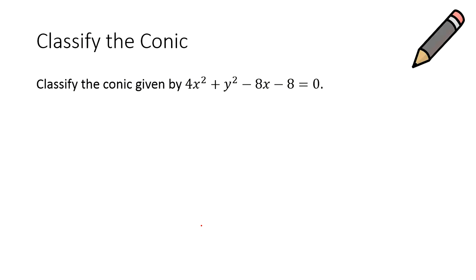So let's look at how to classify a conic. I have this equation here, 4x squared plus y squared minus 8x minus 8 equals 0. I don't know what this thing is yet. It could be a circle, it could be an ellipse, it could be a hyperbola. Let's check and see what it's going to turn into. Very first thing, I'm going to get the x and y terms together, and you'll see why I'm going to do that in a little bit.